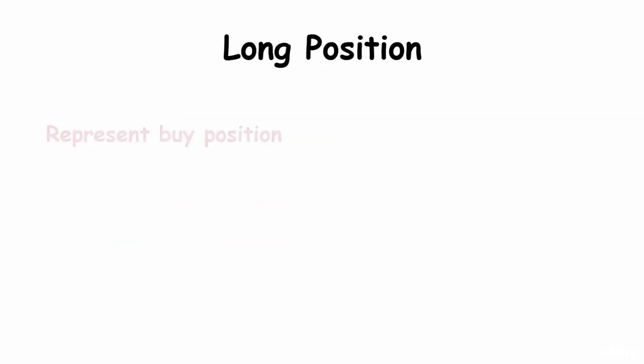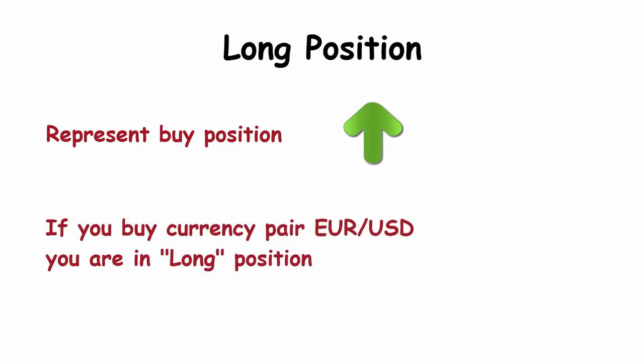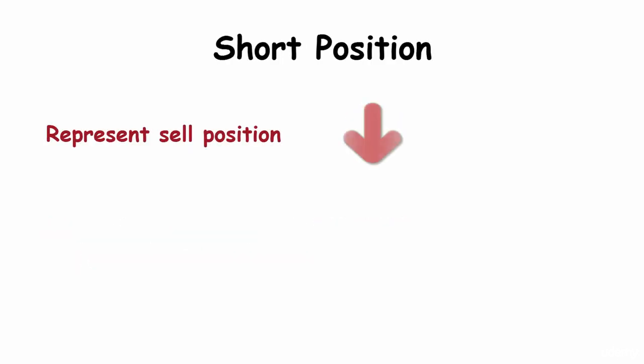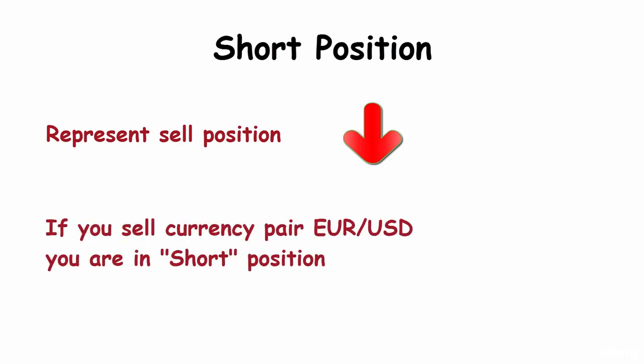Long position. Long position represents a buy position on the market. For example, when you buy the currency pair euro US dollar, you are in a long position in this pair, and it can be said that you are long euro against the dollar. A short position represents a sales position in the market. For example, if you sell the currency pair euro US dollar, you are in a short position, or we can say that you are shorting euro against the dollar.